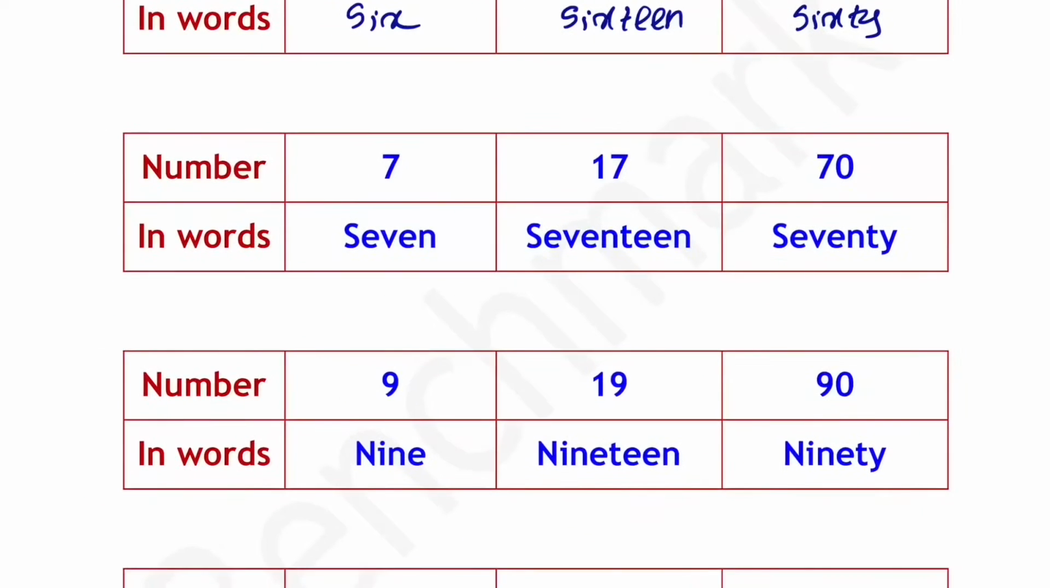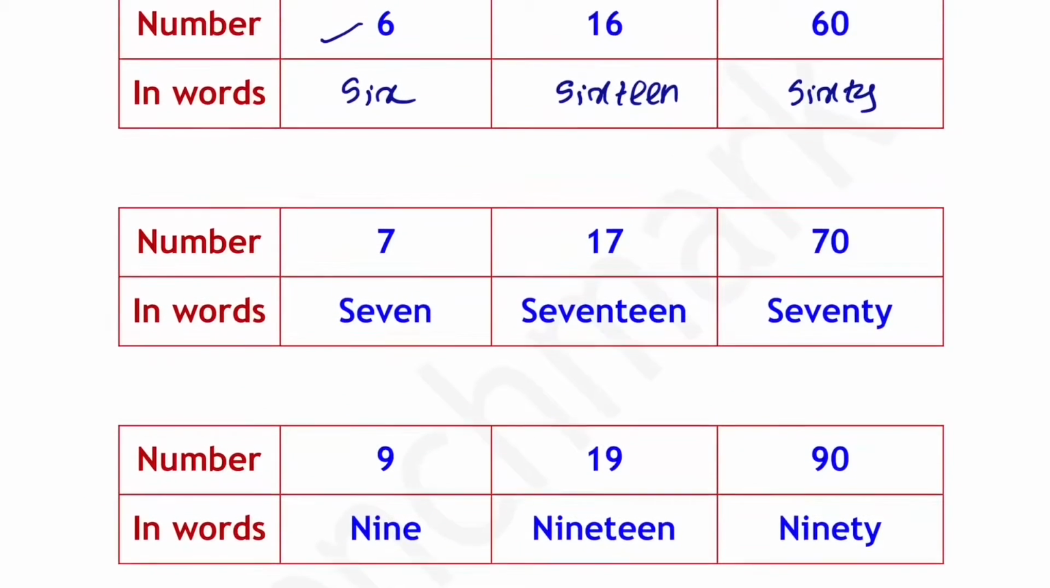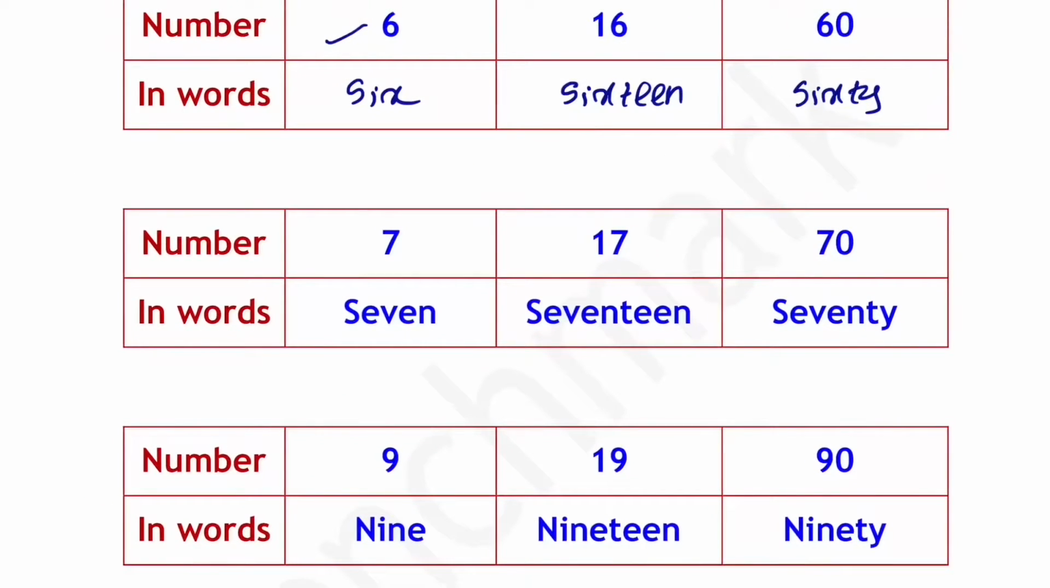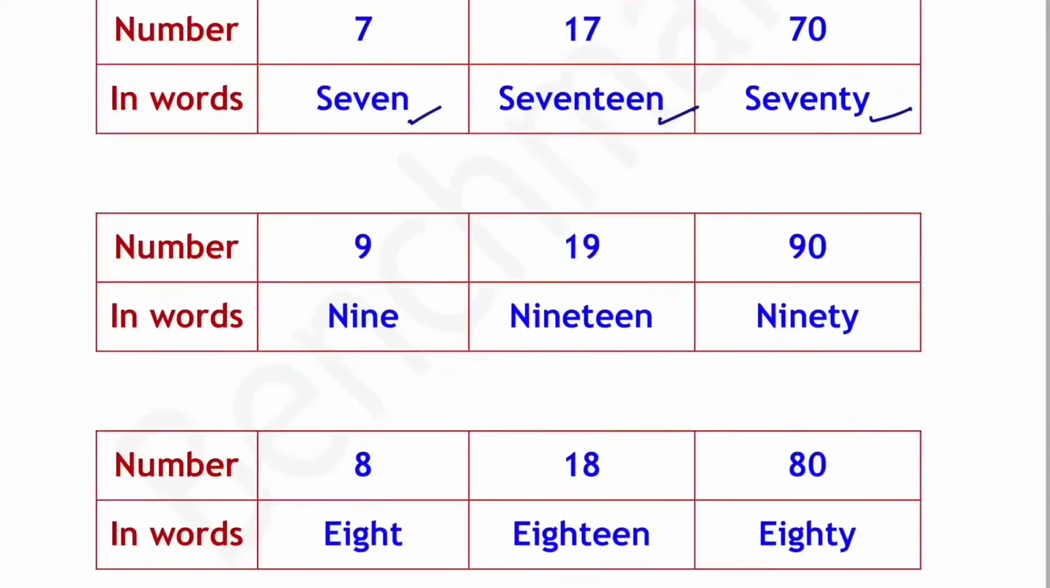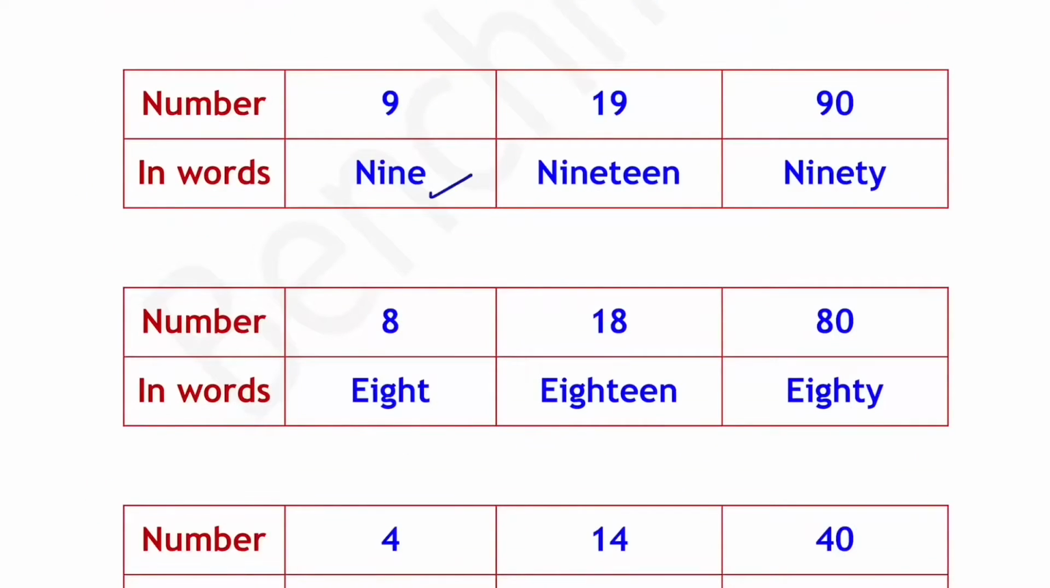We'll quickly look at the others. In the same manner, 7 becomes 17 and then 70. 9 will become 19 and then 90. 8 will become 18 and then 80. 8 is having T, so TEEN will not be added, only EEN will be added, and only the letter Y will be added for 80.